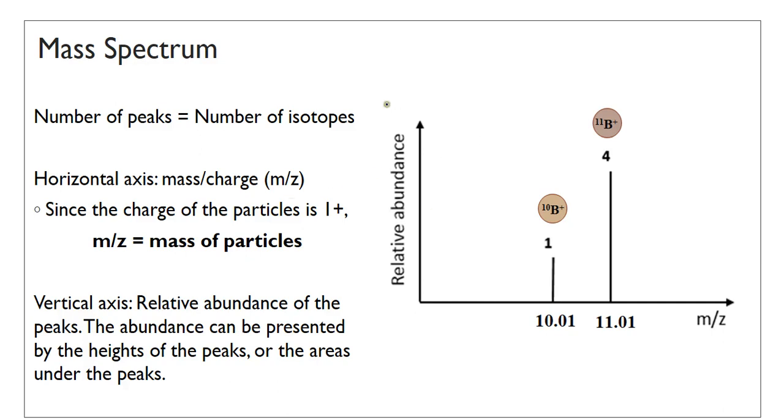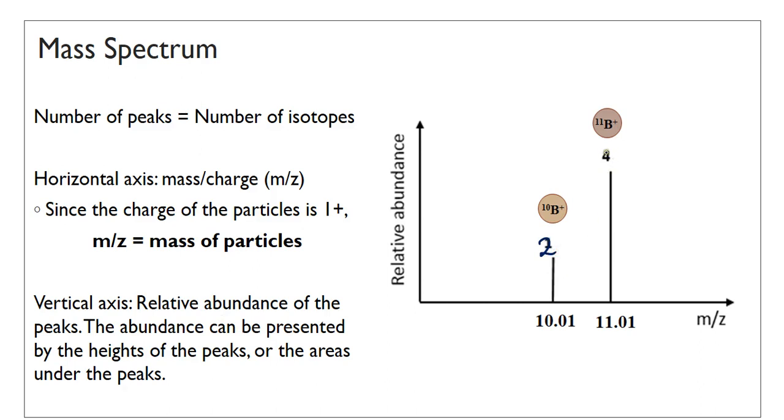The mass spectrum is just a graph. So the number of peaks will tell you the number of isotopes. If you have 2 peaks, there are 2 isotopes. The horizontal axis is actually mass per charge. So it's not necessarily the mass, but if the charge is 1 plus, mass per charge is just mass. There is a case when the charge is 2 plus, but I don't think it ever comes up in VCE. And the vertical axis is going to be the relative abundance of the peak, so the height of the peaks, if you will.